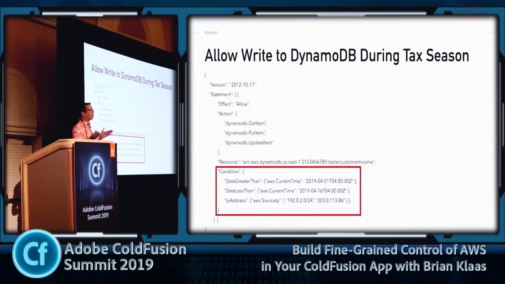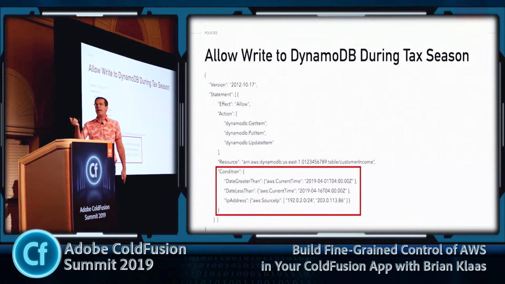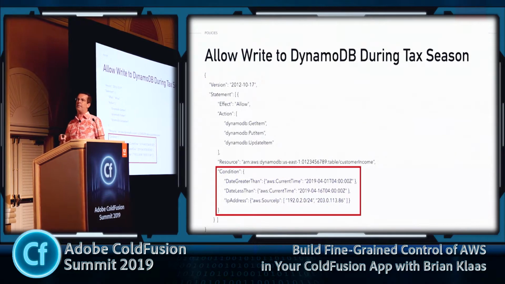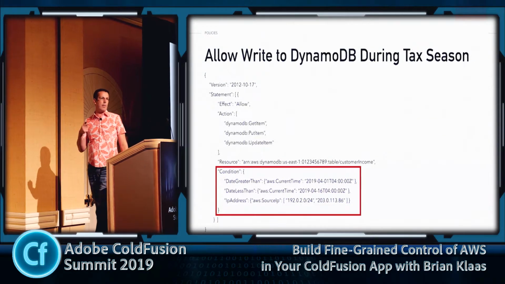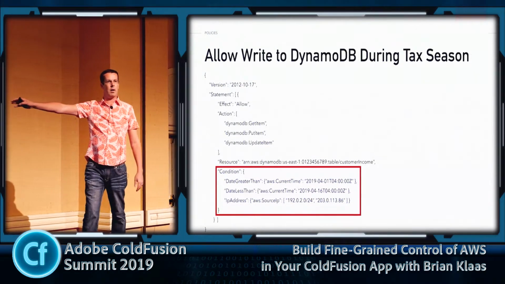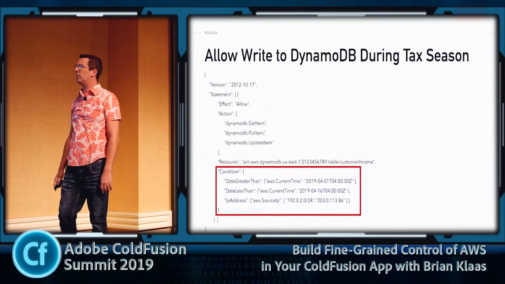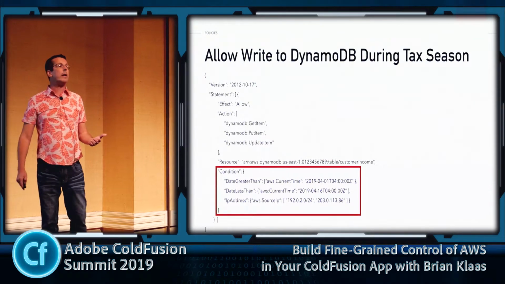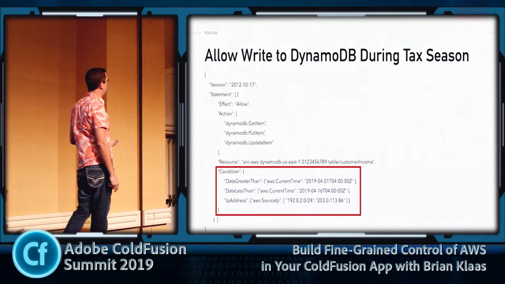So I can say only in this window are you allowed to write to this table. And I can go one step further and say only if the IP addresses that are making this request are those in this list right here. And of course I can substitute wildcards, down at the subnet level or something like that. So we can be really restrictive in how we write our policies.